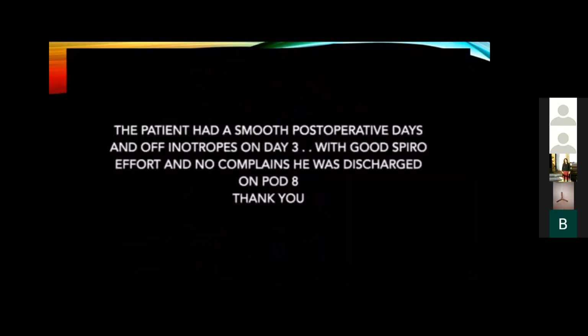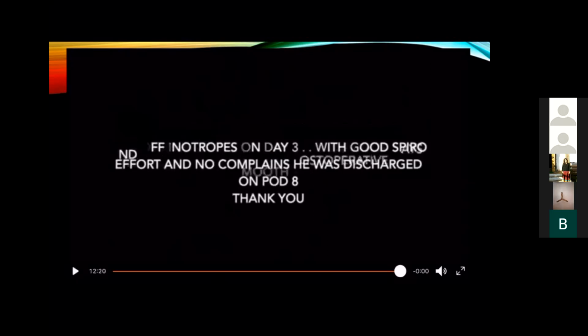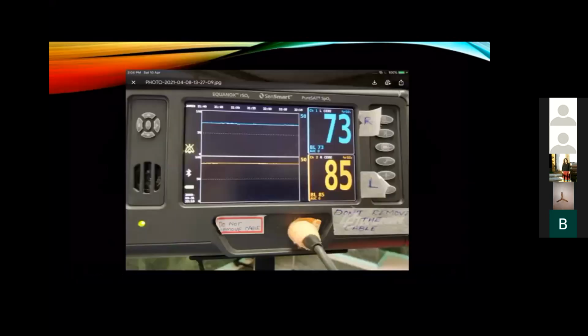The patient had smooth postoperative days, was extubated within day 3, had good spirometry and effort, and no complications. He was discharged on POD 8. In this patient we monitored the NIRS throughout. On the right it was showing 73, and on the left 85, which is above normal.